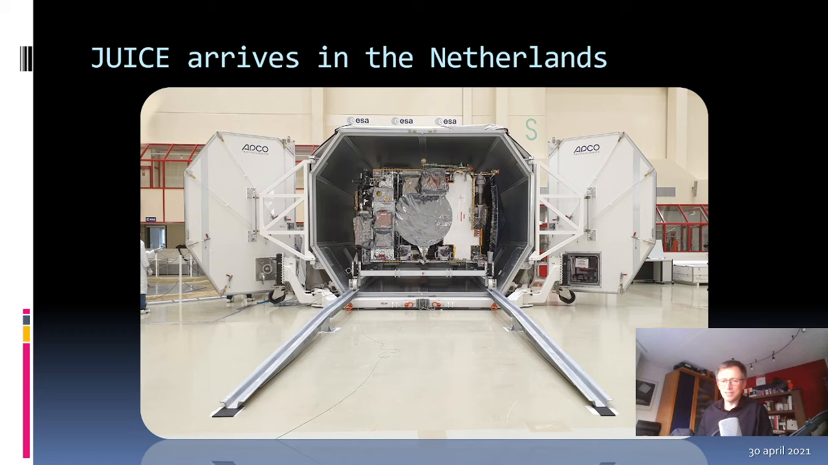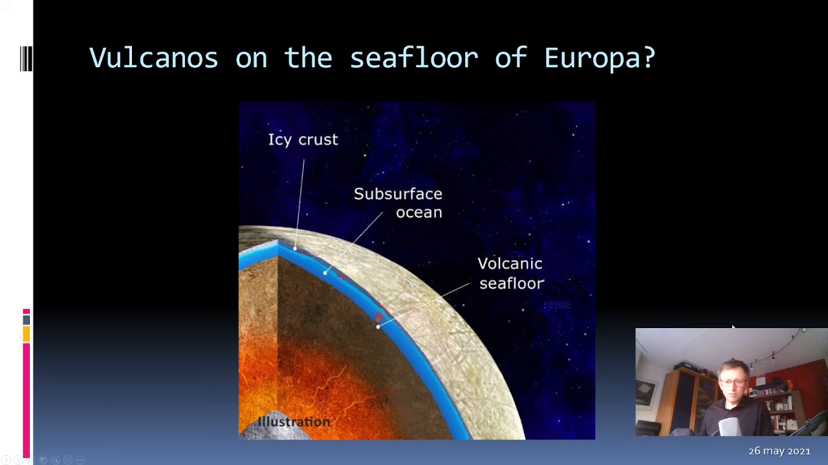So that's pretty cool. What else? Well, JUICE is going to investigate not only Ganymede, but will also pass by the ocean moon Europa, also around Jupiter, three times. And recent investigations, mainly with computer models, are telling us that there might be volcanic activity on the sea floor of Europa. So we're already pretty sure that Europa has oceans underneath the ice. We're not exactly sure how thick the ice is. We hope to find that out with the JUICE mission and with Europa Clipper.